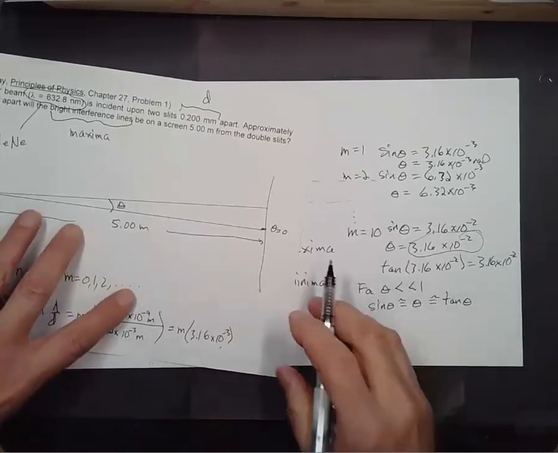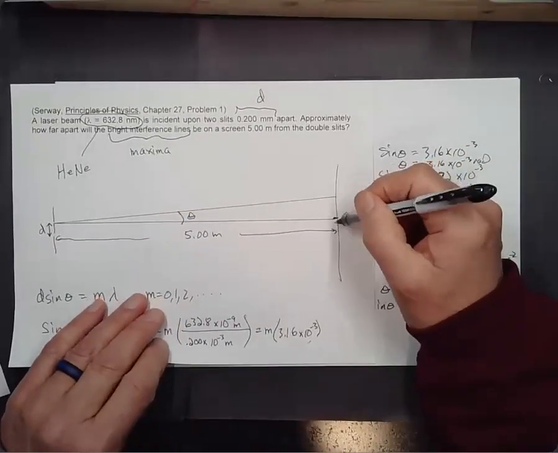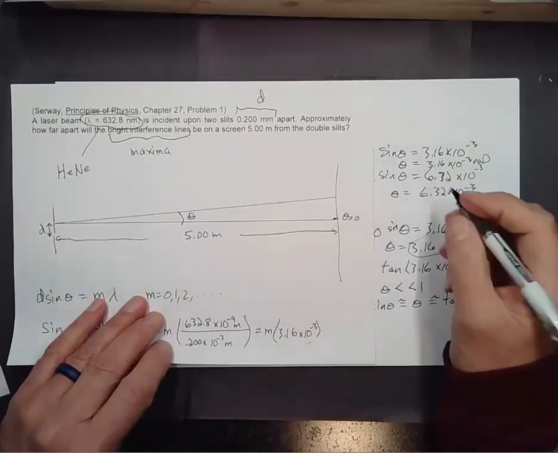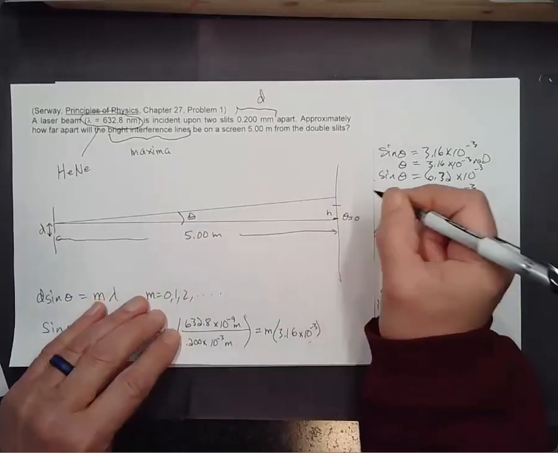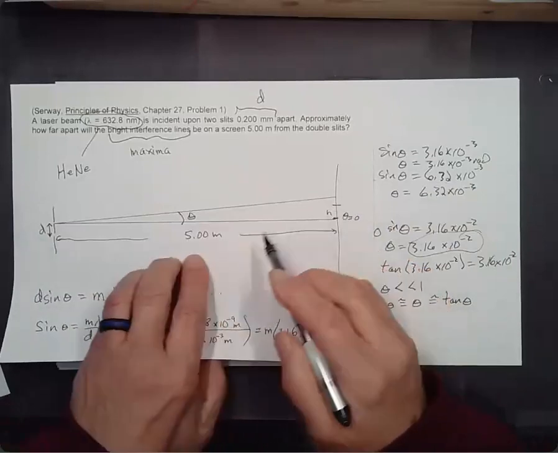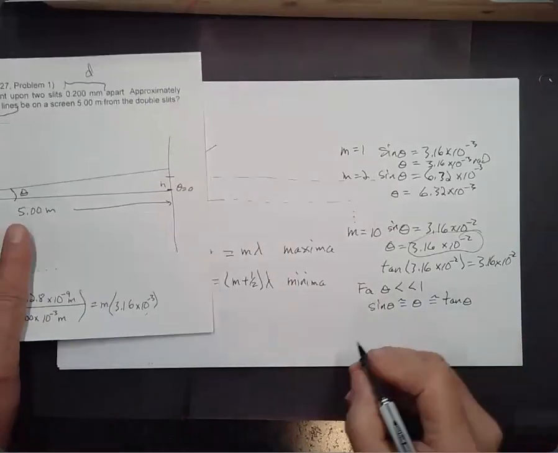Now, why I wanted to know the tangent of theta was because I want to know the distance to these fringes. And if I call this h, h over 5 meters is going to equal the tangent of theta.